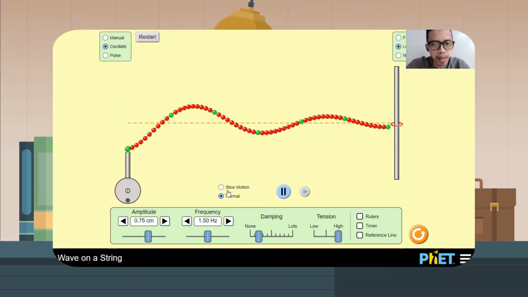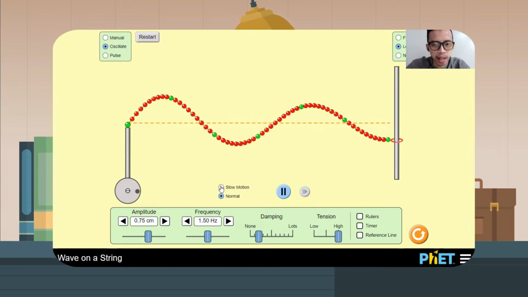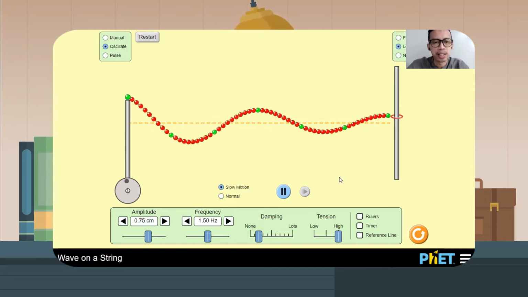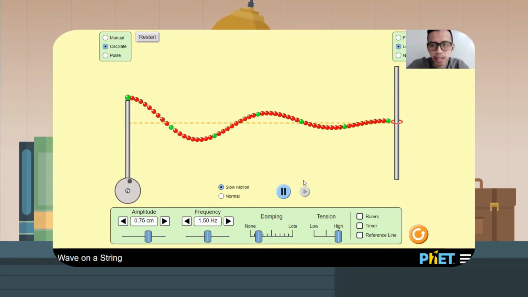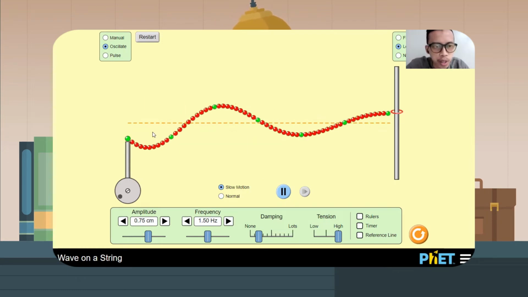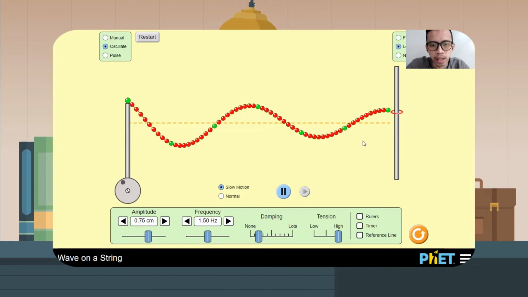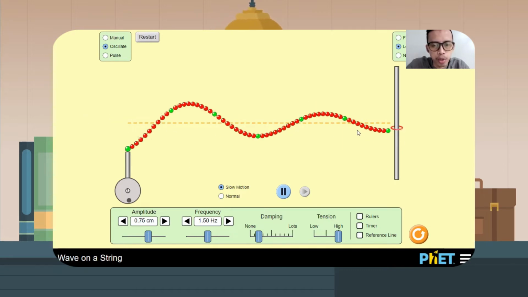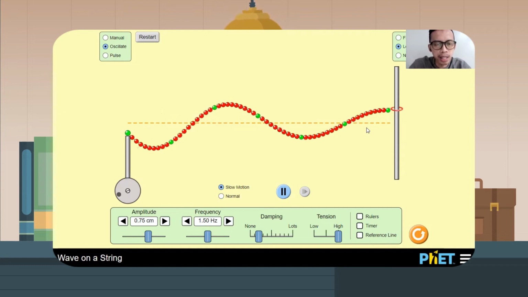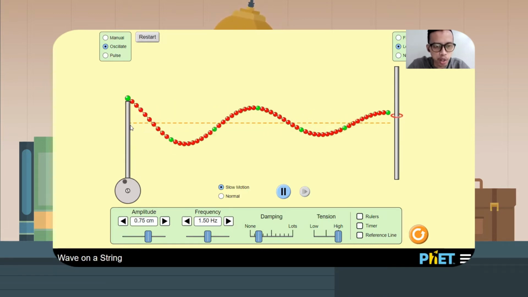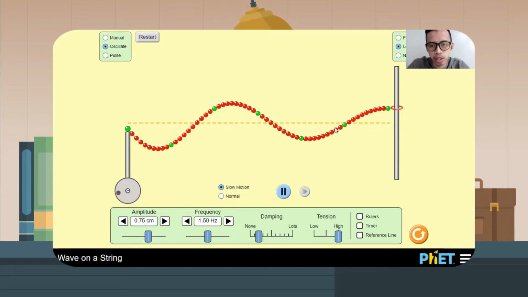Maybe to make it easier for us to analyze, I will slow it down. Like this. As you see here in this simulation, we have an orange dashed line. It shows us that this is the equilibrium position, because before this string oscillates, the position of all the particles here is on this dashed line, so we call it the equilibrium position.